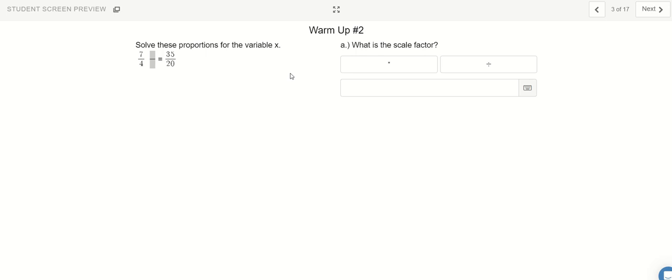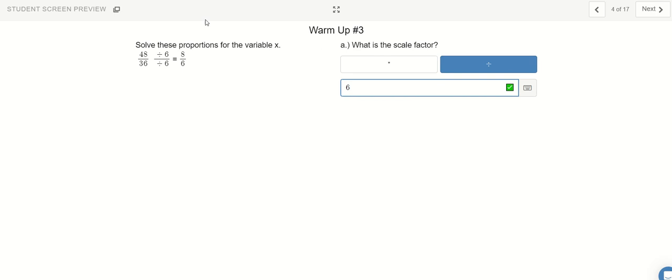So here, let's figure out what the scale factor is. How does 7 turn to 35? How does 4 turn to 20? We can do times 5. 7 times 5 is 35. 4 times 5 is 20. Here, how can 48 shrink down to 8? How can 36 shrink down to 6? We can divide both sides by 6. 48 divided by 6 is 8, and 36 divided by 6 is 6. Another way you can think about it is going the other way. I know that 6 times 6 is 36, and 8 times 6 is 48. So depending on how you look at it, you can either divide going forward or multiply going backwards.